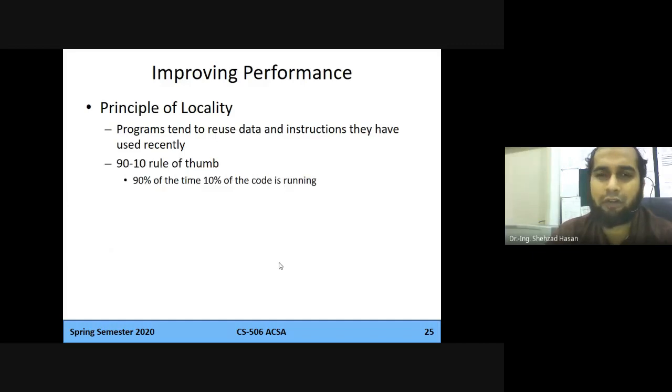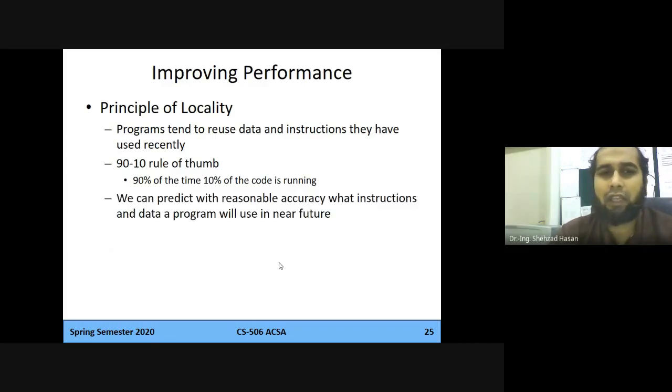Sometimes it's also referred to as the 90-10 rule, which is that 90% of the time, 10% of the code is running. So 10% of the code is the more frequent code of the program, and it's run about 90% of the time. If you can take that 10% of the code into a faster memory, obviously it's going to give you better results, right? Programs are not random. They have a particular order or sequence to access data or instructions from memory, and you can take help from that and improve your performance.